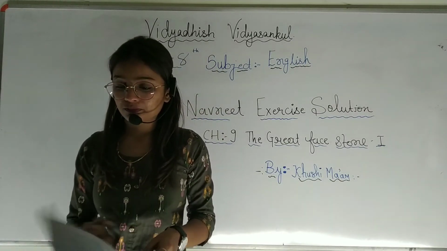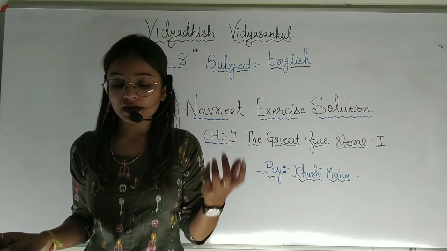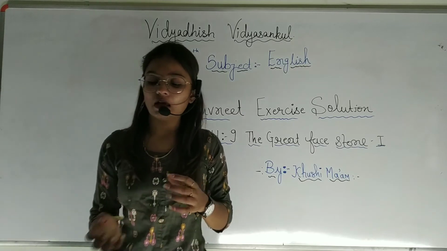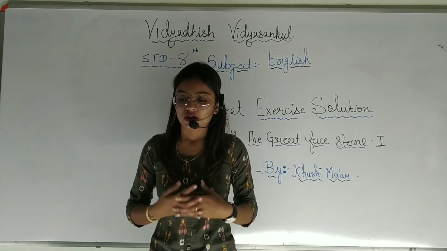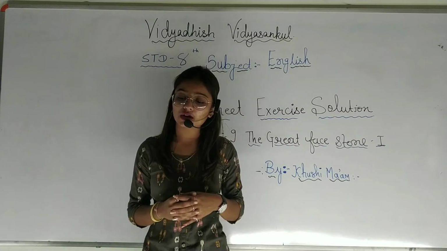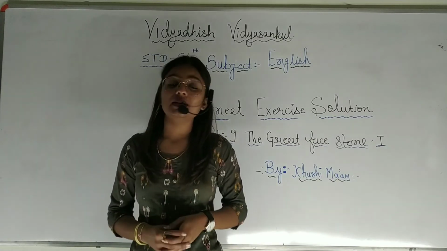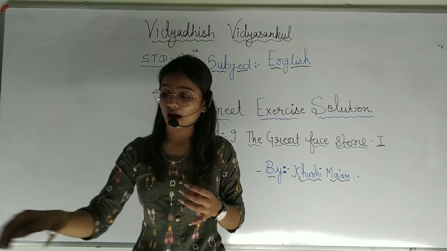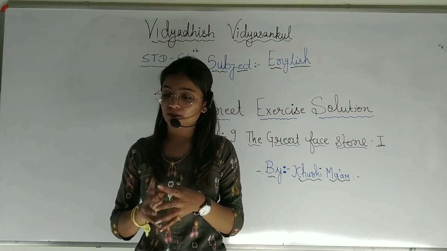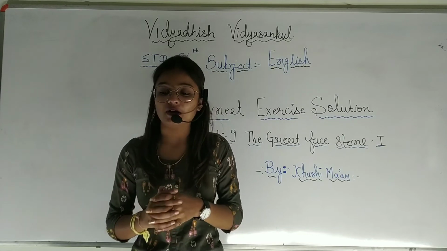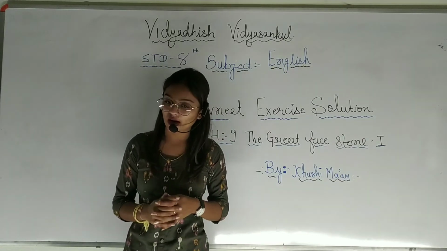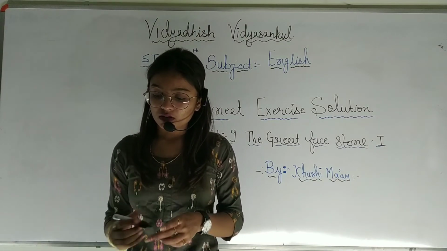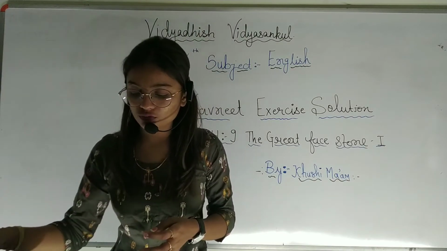So students, now we have completed the question answers of working with the text, comprehension check, and the MCQ part of this chapter. Next we have to answer the following questions in 2-3 sentences each. In that, students, you have to write question number 1, question number 4, and question number 5. You don't have to write question number 2 and 3. First, question number 1. What is the significance of the great stone face?